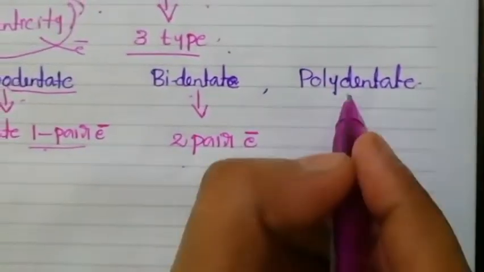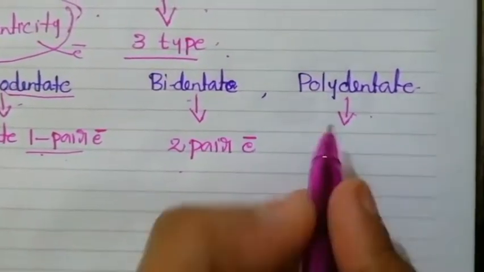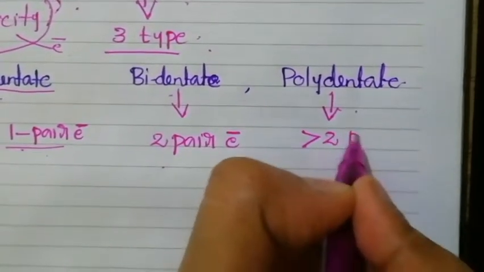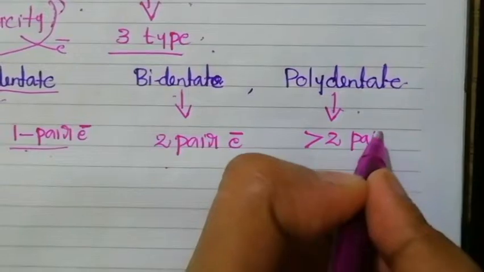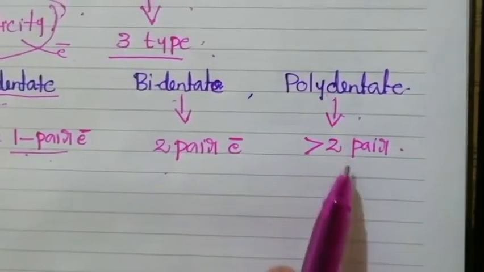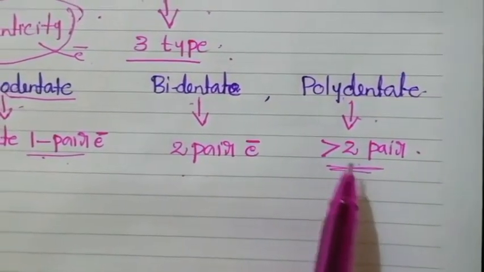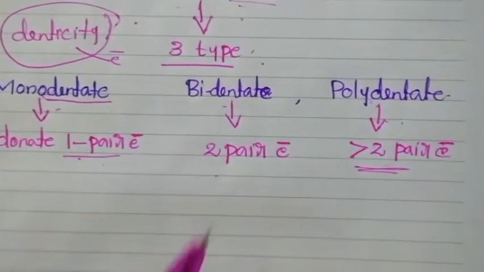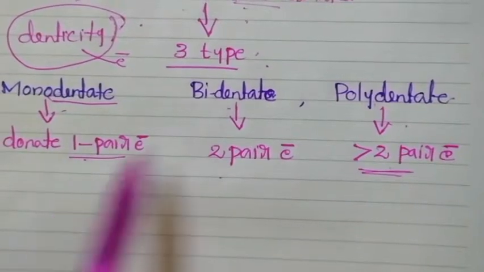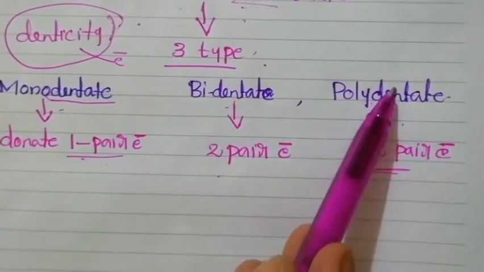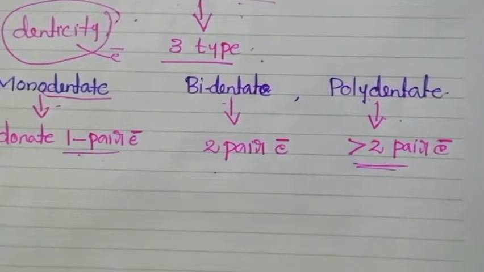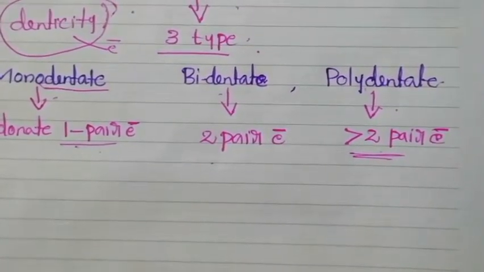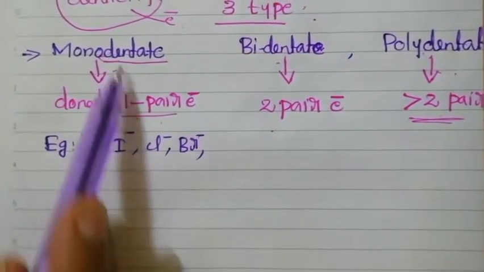And next one is polydentate ligand. Any ligand, if it donates more than 2 pairs of electrons, is considered a polydentate ligand. So these are the 3 types of ligands: monodentate, bidentate, and polydentate. They donate 1 pair, 2 pairs, and more than 2 pairs of electrons. Monodentate is also called unidentate, and bidentate, didentate.